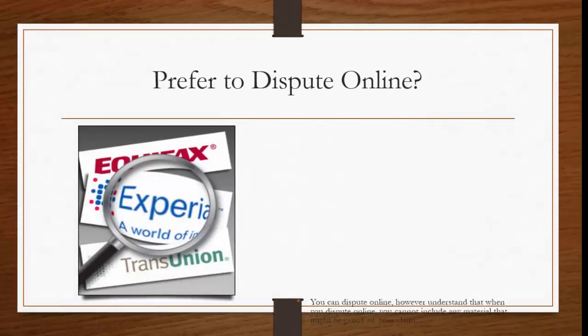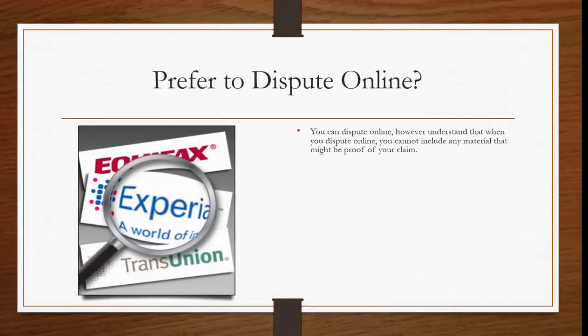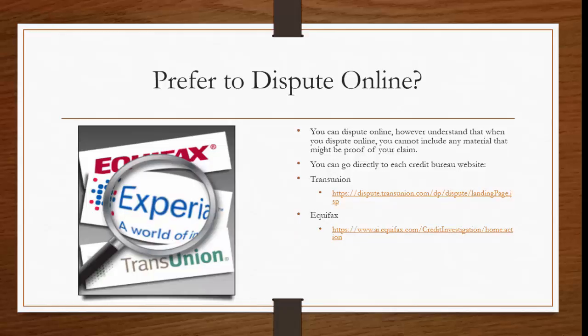Prefer to dispute online? You can dispute online. However, understand that when you dispute online, you cannot include any material that might be proof of your claim. You can go directly to each credit bureau website. Here are the following addresses: TransUnion, Equifax, and Experian.